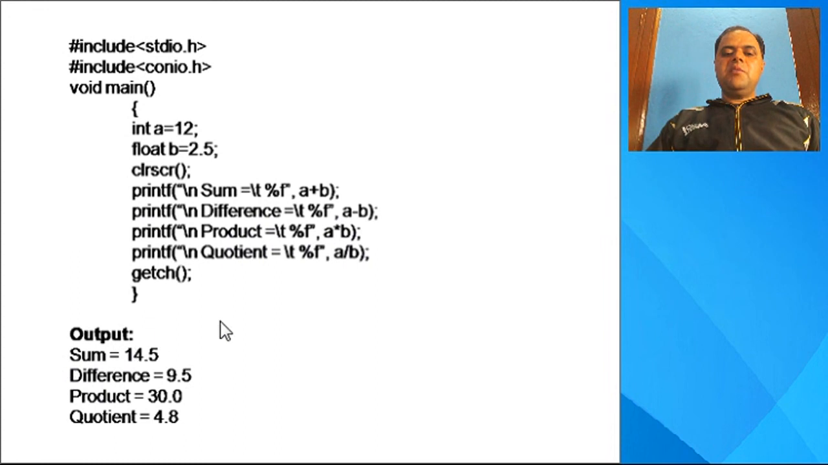So sum is 14.5 and difference is 9.5. Product is 30.0 because we are using float, so the result will be in decimal points, and quotient is 4.8. So this is mixed mode. This is how we apply different operators on mixed mode, which means some integers and some float values.